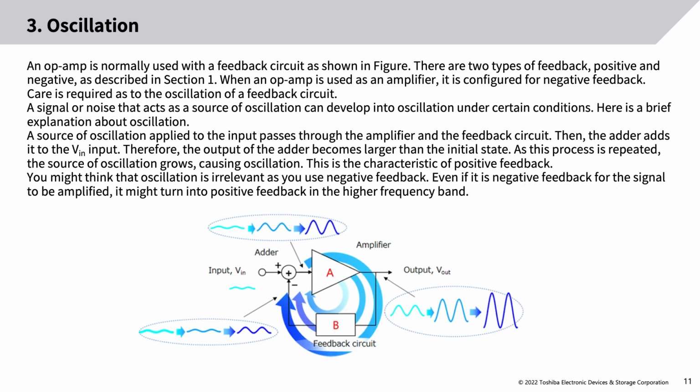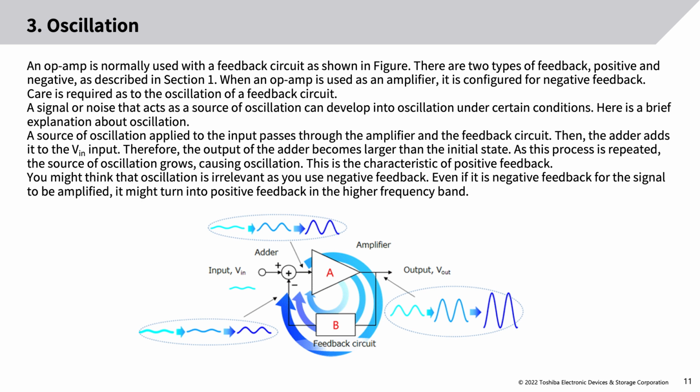3. Oscillation. An op-amp is normally used with the feedback circuit as shown in the figure. There are two types of feedback, positive and negative, as described in section 1. When an op-amp is used as an amplifier, it is configured for negative feedback. Care is required as to the oscillation of a feedback circuit. A signal or noise that acts as a source of oscillation can develop into oscillation under certain conditions. Here is a brief explanation about oscillation.